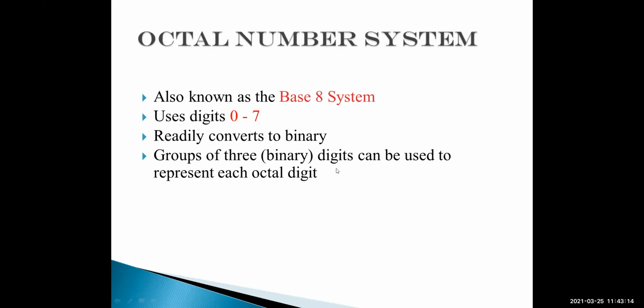Now next, the octal number system. So it's a base 8 system. Why? Because we are using digits from 0 to 7, so a total of 8 digits is there. That's why it's known as the base 8 system. It easily converts to binary, so we can convert vice versa, octal to binary, binary to octal. So just take a look. This is called the octal number system.